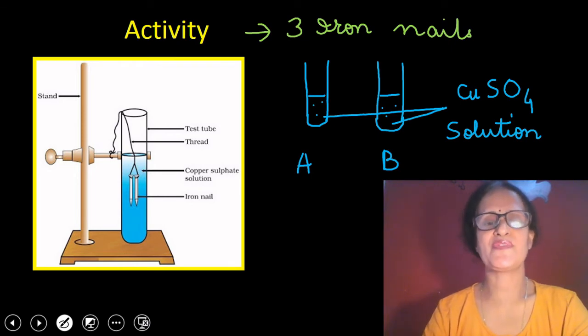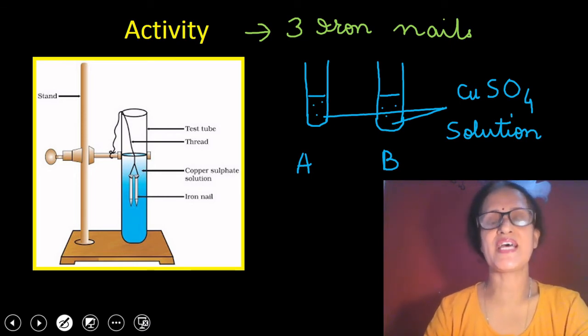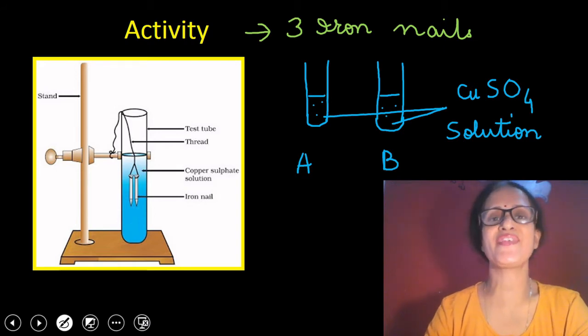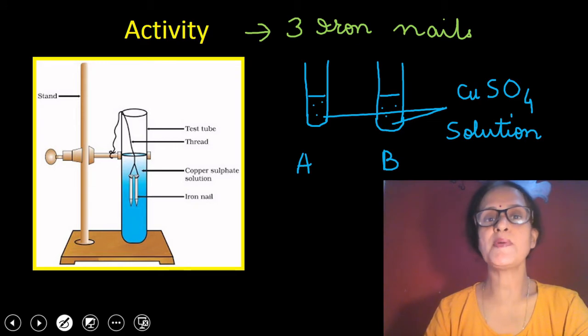What you will observe? You will observe that iron nails which were greyish in color turn into reddish brown, and the iron nail which was kept aside for comparison will remain as it is. I mean to say, it will remain greyish in color. And you will also observe that copper sulfate solution in test tube B fades away and its color changes from blue to pale green.